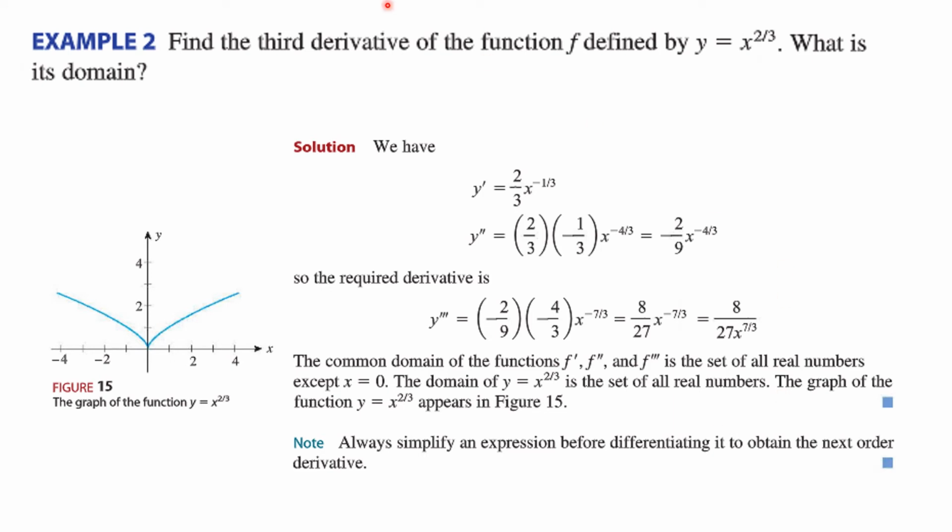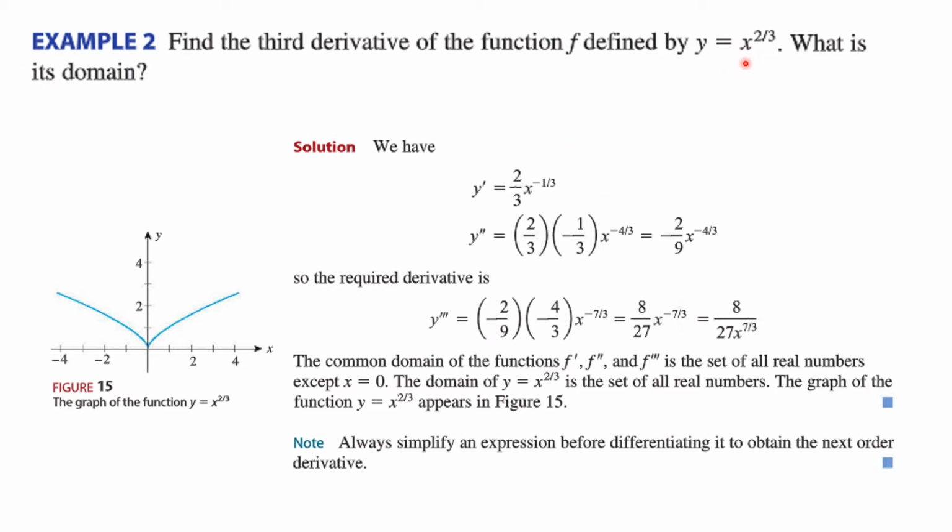Here I'm asking you to find the third derivative of the function y equals f of x equals x to the 2/3. What is its domain? There is a point here that the domain of the derivative can be different than the domain of the function. The domain of this function is all real numbers. This is the picture of what it looks like. But when we take the derivative, and you might realize this graphically, there's an abrupt change of direction that happens here at 0. So we're going to find that the derivative doesn't exist at 0.